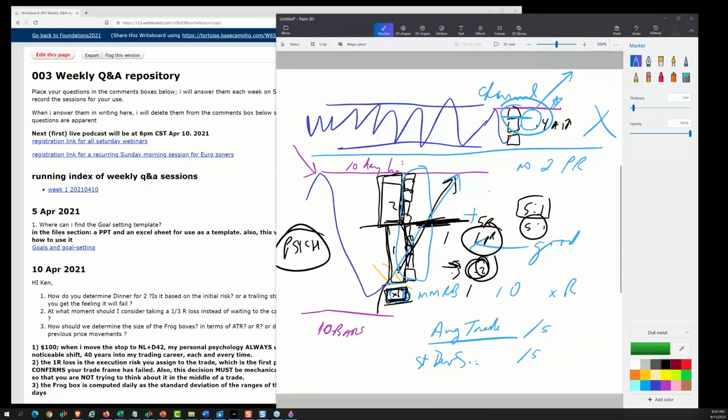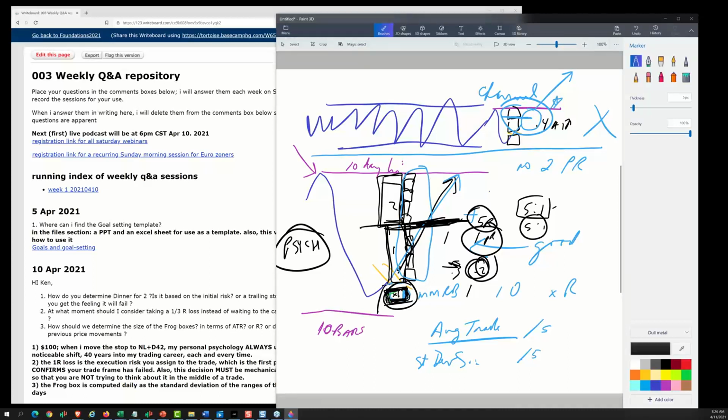The psychology of this is that if I was using execution risk to measure my gains, the average win in this case would be 5R compared to a 1R loss. So you get a 5-to-1 ratio. And the standard deviation is simply going to look at the variation in the wins and losses.